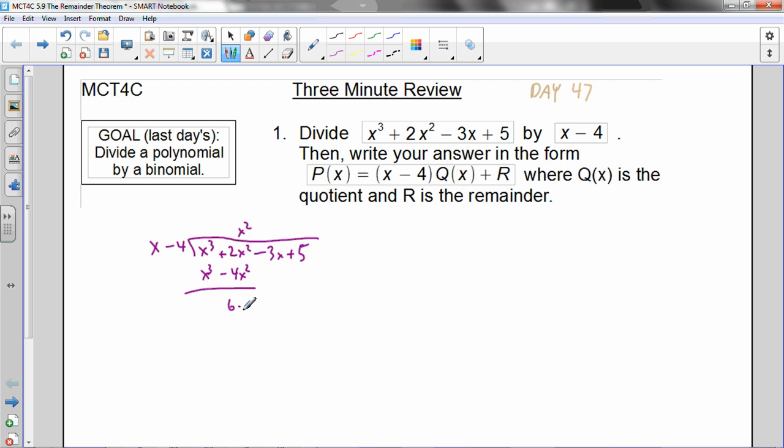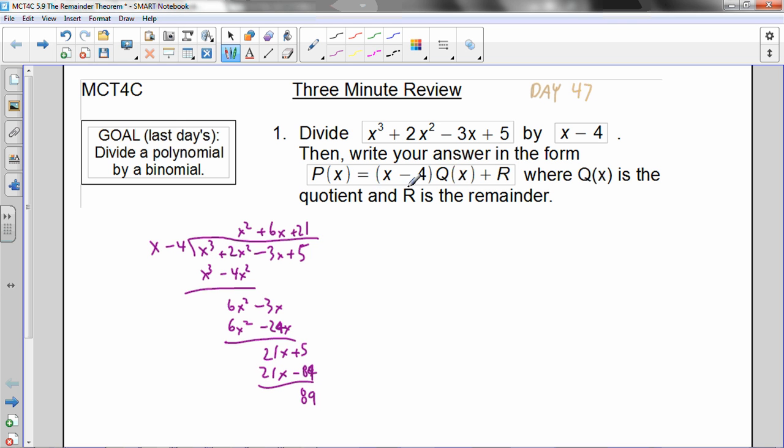Subtract. Watch your subtracting. 2 subtract -4 is +6. 2 plus 4, 6. The -3x comes down. 6x is the next thing that's going to work for us. 24. Just keep subtracting. And there are lots of places to make mistakes, so don't get too frustrated if you make some arithmetic errors. You will. There's lots of little tiny steps on this. 5 subtract -84. 5 plus 84 is 89.